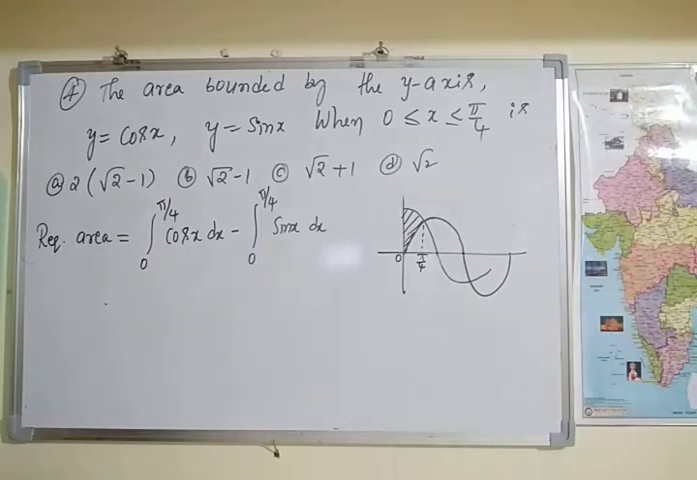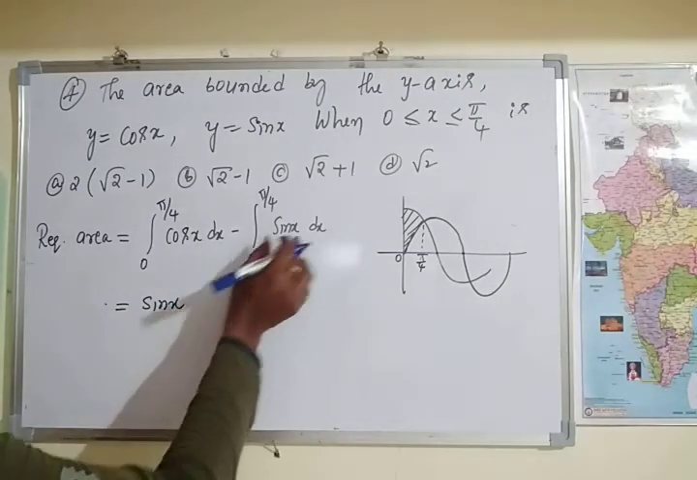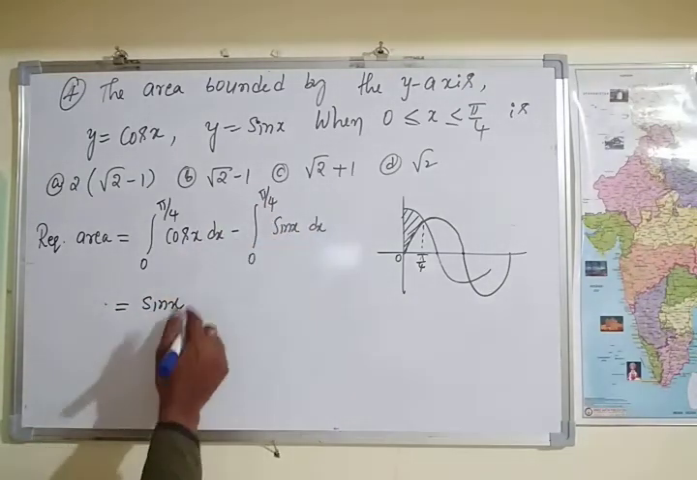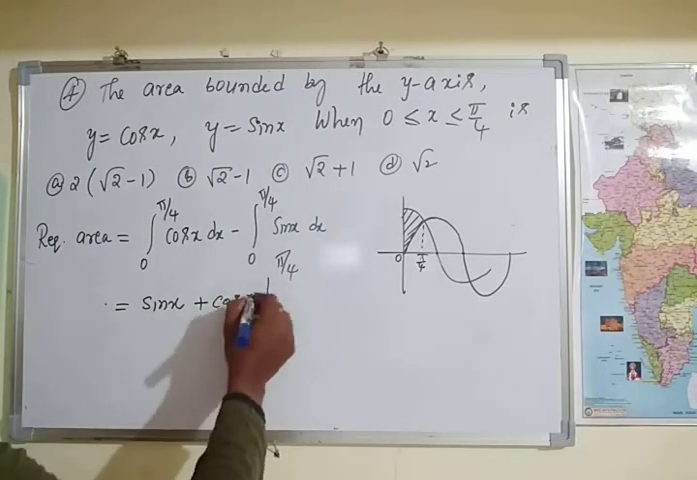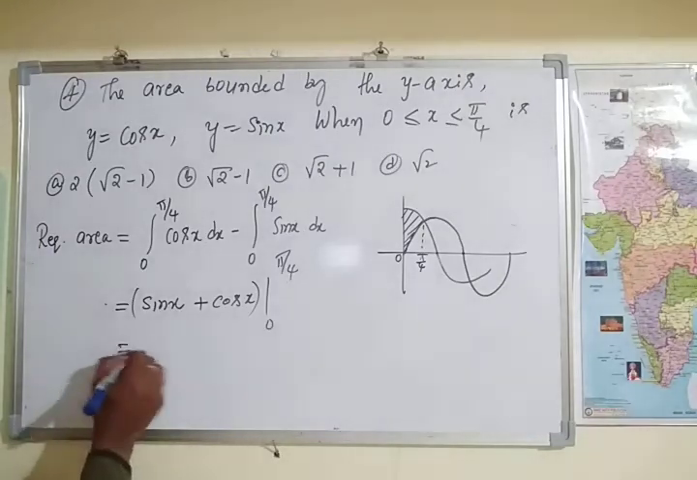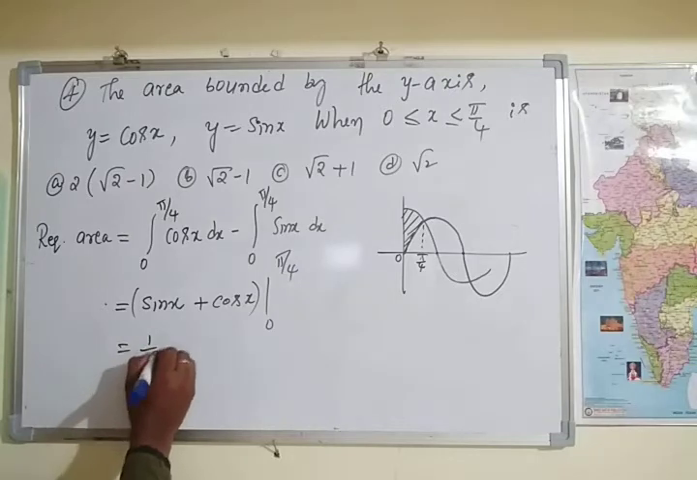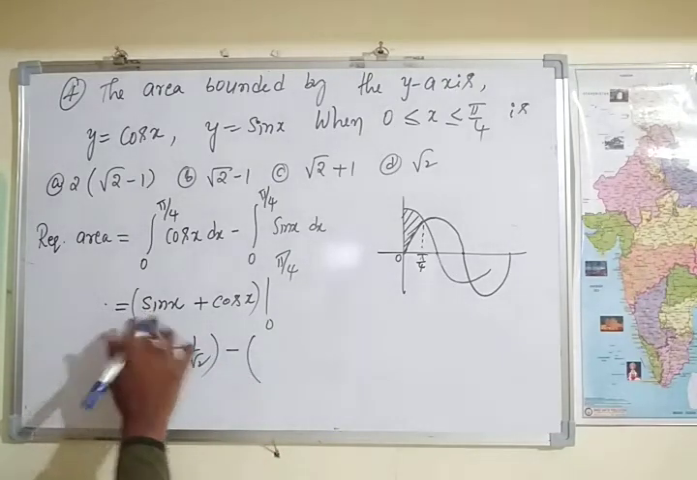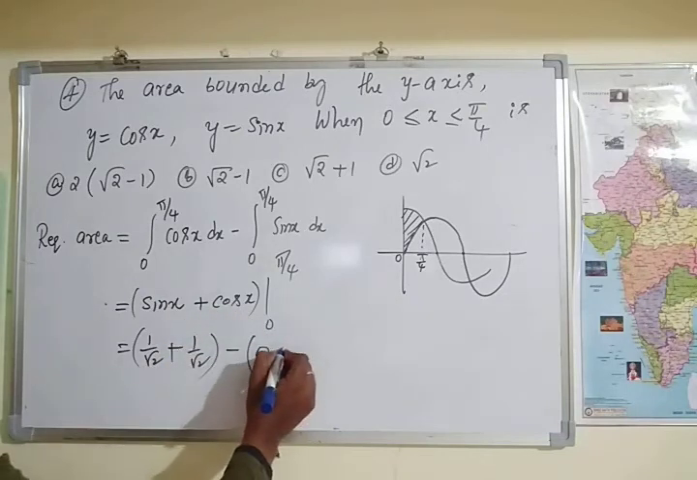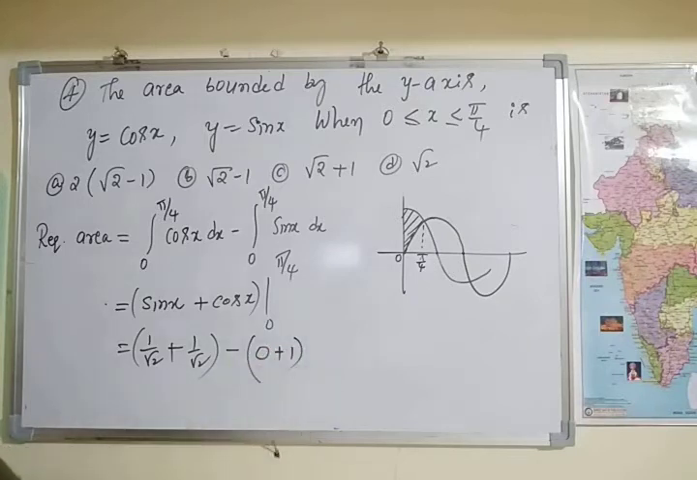So now integrate this. The integral of cos x is sin x. Then the integral of sin x is minus cos x, minus into minus gives plus cos x. Here the limits are the same, 0 to pi by 4. Upper limit is pi by 4: sin of pi by 4 is 1 by root 2 plus cos of pi by 4 is also 1 by root 2, minus sin of 0, which is 0, and cos of 0, which is 1. Here we get minus 1.